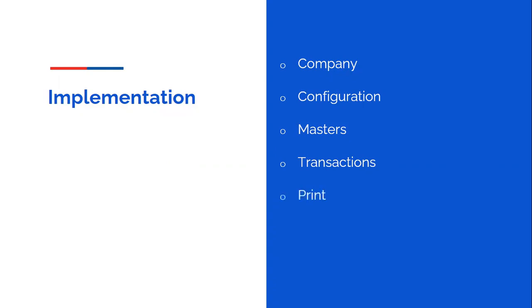And the last is print. So after recording the transaction, you can print the invoice and you can print the reports. And after the transaction, the report will generate automatically. You can view the reports as per your needs, like your production reports and your purchase report, your sales report, your stock summary, and your stock details. So all the reports are available. You can view.